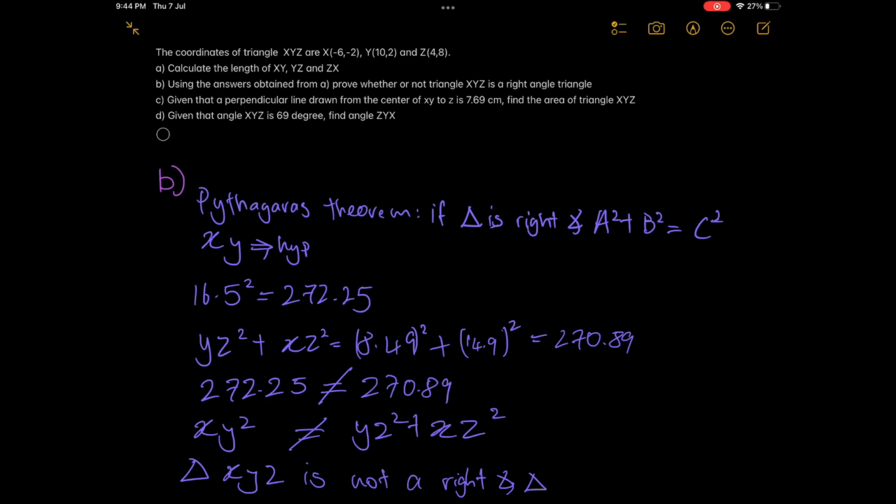So now we have to square the other two sides and add them up. So we have YZ squared plus XZ squared. Those are the two sides. The value for that is 270.89. So we see the values are different. 272.25 and 270.89, those are two different numbers. Since it's not equal, this triangle is not a right angle triangle.